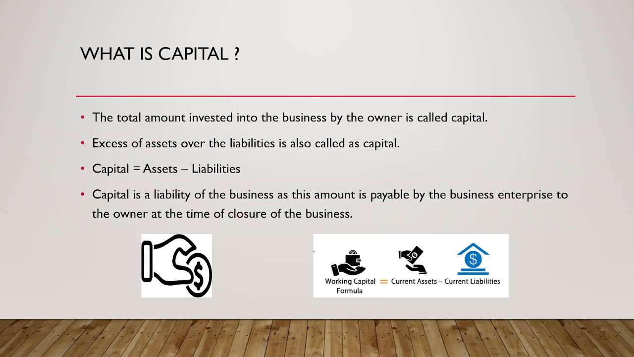So, what is the formula for capital? Excess of assets over the liabilities is called capital. So, capital is equal to assets minus liabilities. What all things you own minus what all things you owe to the business is capital. So, capital is the liability of the business as this amount is payable by the business enterprise to the owner at the time of closure of the business. What do you understand by this line? Capital is the liability of the business. Yes?